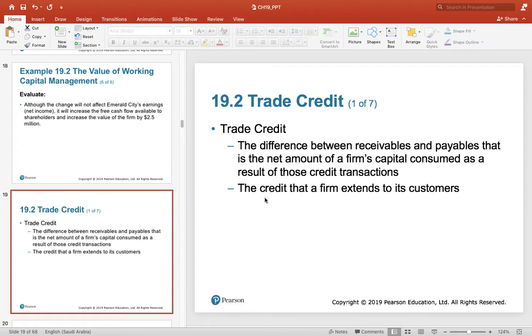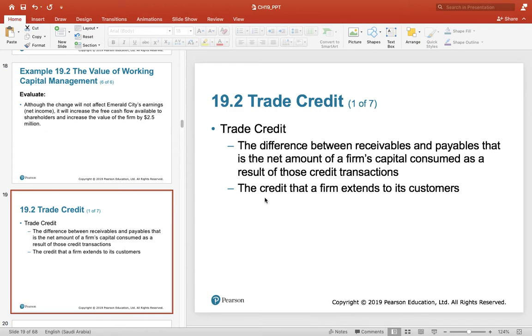Again, I am telling, every business gets some credit from its suppliers, known as accounts payable. Likewise, it allows credit to its customers, which is known as accounts receivable. The difference between the receivables and payables is the net amount of the firm's capital consumed as a result of those credit transactions. We have seen in Apple's case, it is giving credit to the customer for around 20 days. It is getting credit from its supplier for around 90 days. That means it is getting 70 days of extra credit.